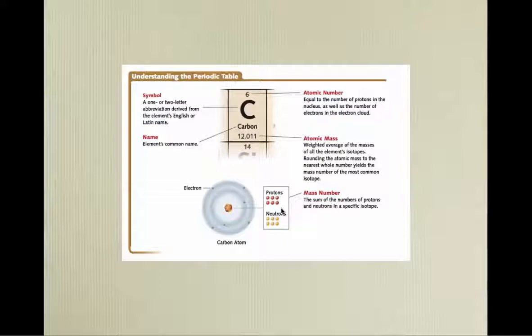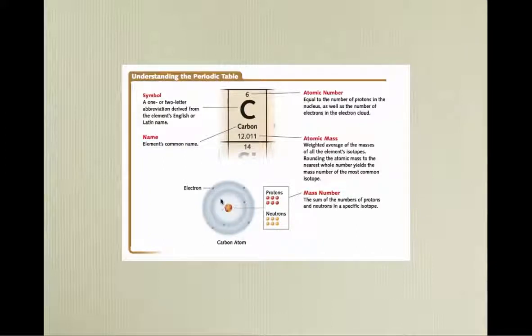Here is an overview of the periodic table. The periodic table lists the symbol for an atom. In this case, it is carbon. It lists the atomic number. The atomic number is the number of protons in the nucleus. Now, because an atom has to be neutral, if it has 6 protons, it also has to have 6 electrons. 6 protons, 1, 2, 3, 4, 5, 6 electrons.